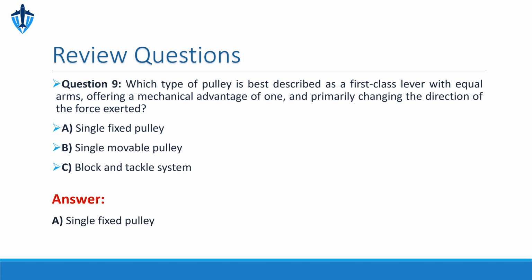Single fixed pulley. This type of pulley functions much like a first-class lever where both the effort and resistance arms are equal to the pulley's radius. Because of this, its mechanical advantage is exactly 1, meaning you'll need to apply a force equal to the weight you're lifting. Its main benefit isn't to magnify force, but to simply change the direction of your pull, making lifting easier or more convenient from a different angle. Option B, the single movable pulley, actually magnifies force and acts more like a second-class lever. And option C, the block and tackle system, involves multiple pulleys to achieve a greater mechanical advantage, typically much higher than 1.